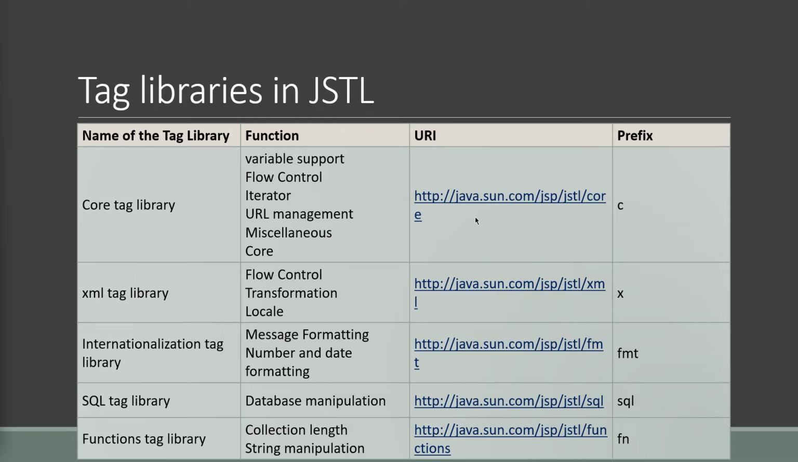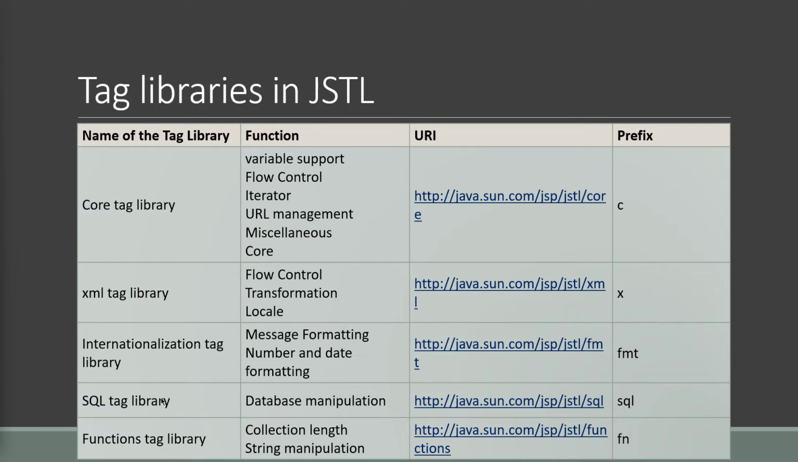We can use this URI to implement the core tags in our JSP page, and we can use the prefix c to mention that we are using core tags. Then the XML tag library allows us flow control, transformation and locale. This is the URI to introduce the XML tags, and the prefix is x. Then the internationalization tag library helps with message formatting, number and date formatting. Those formatting things are done by these formatting tags, and the URI is this, as well as the prefix, which is fmt.